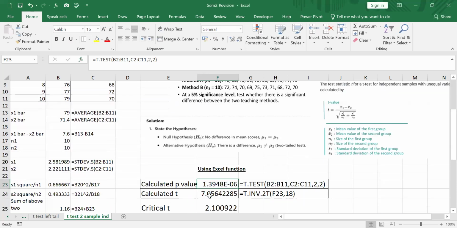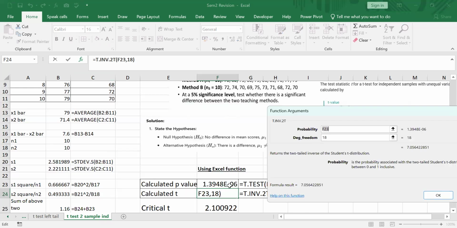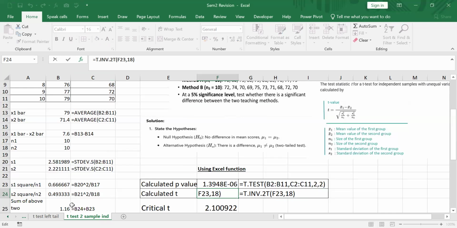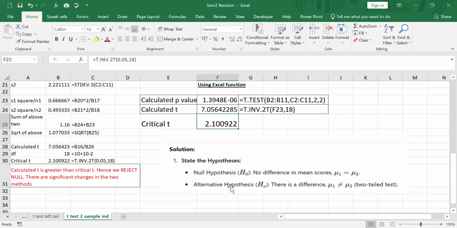Now the p value has to be converted into a t value using the formula T.INV.2T, and then the probability you put is F23, and degrees of freedom is already calculated as 18, and then you get 7.05. It's the same as whatever we did by calculating so much. So if you remember this formula, well and good. You can skip all these steps and go directly to this one. Critical, we already did that: T.INV.2T bracket 0.05, 18. So calculated t is more than the critical, and therefore reject the null hypothesis.